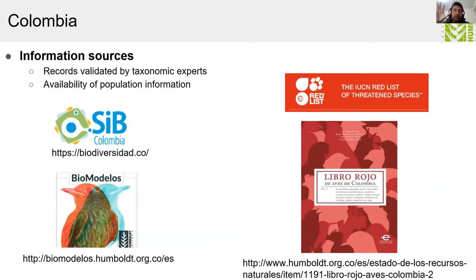Here it's important to highlight that Colombia has made impressive progress in organizing and publishing national open data networks on biodiversity, in which experts validate species records and populations to ensure their quality. Therefore, our information sources are the Biodiversity Colombia data networks, national and global red lists, and of course, scientific literature.